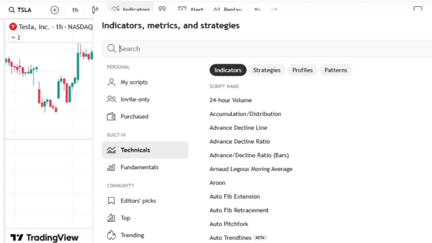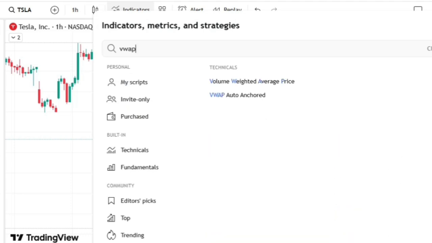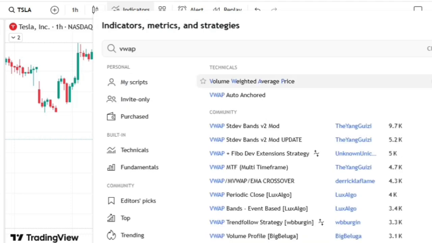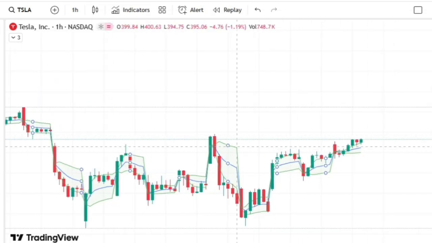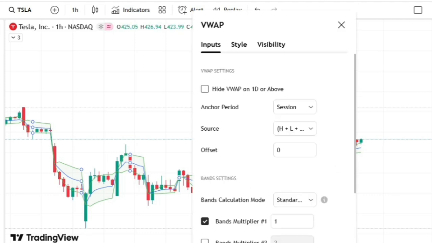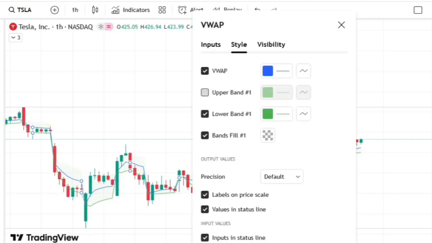Make sure you're on an intraday time frame. The VWAP resets every day, so it's primarily a day trading tool. We use time frames like the 5-minute or 15-minute chart. In your indicators menu, search for VWAP and add it. Crucial setting: make sure it's set to the session anchor. This means it will reset at the market open, 9:30 a.m. EST for US stocks. You'll see a line appear on your chart.